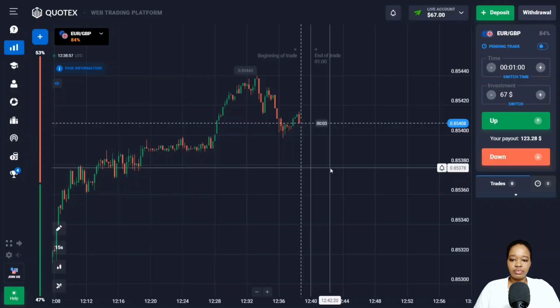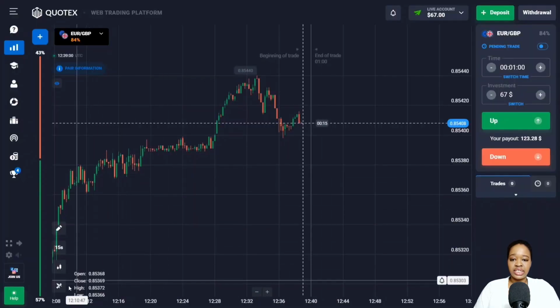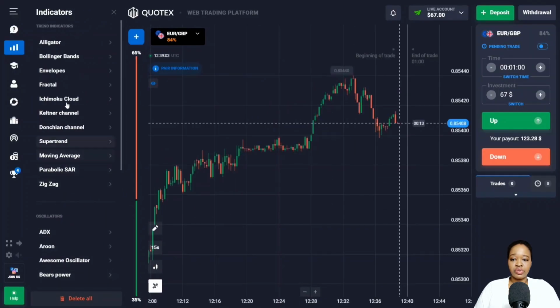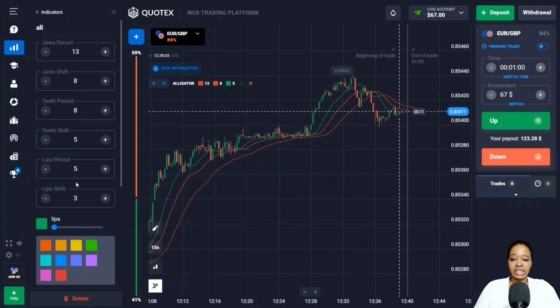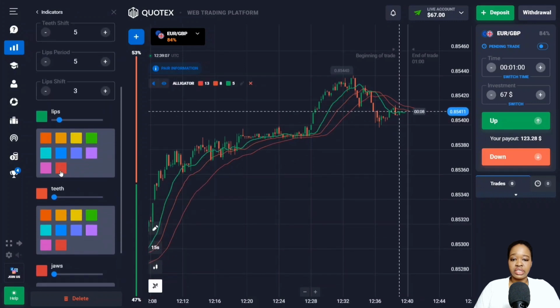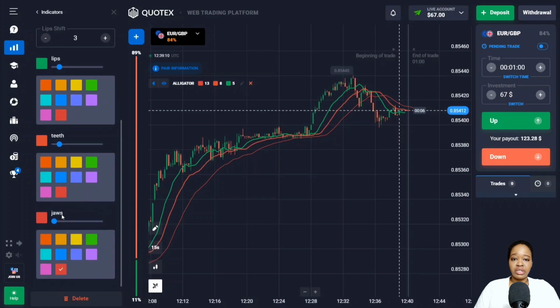So let me get started. In order to connect the indicator, you need to click this button in the lower left corner, then select the Alligator indicator from the list. I'll leave all the settings by default, but only make the thickness of the moving averages a bit thicker so they are much more visible.